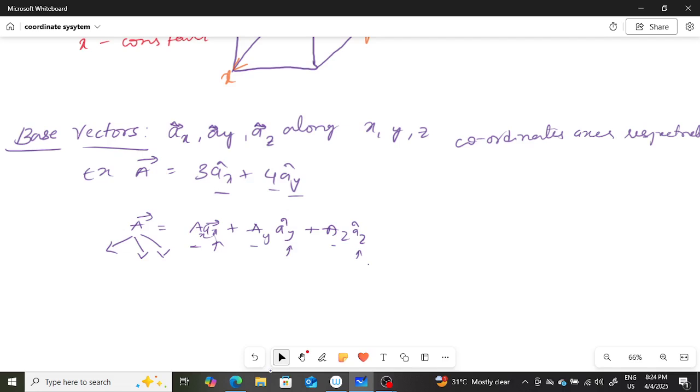This is very important in the coordinate system: how to write a vector, how to find the position vector, and the distance between two points in the coordinate system. That is important. Okay, so let me take the position and distance vector.